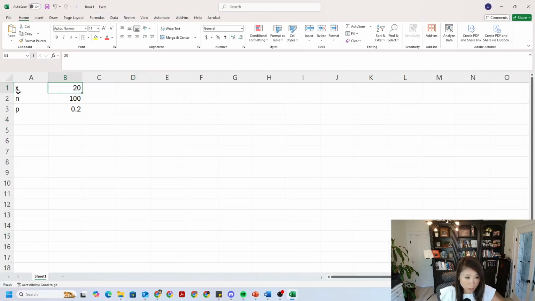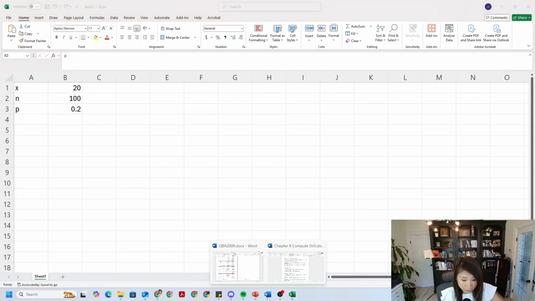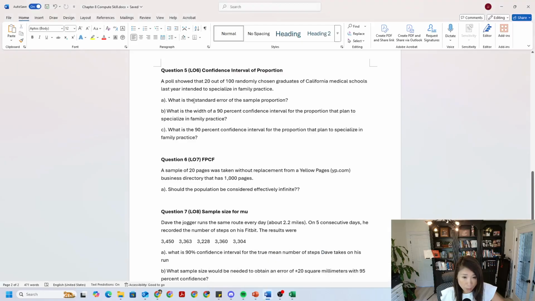As we know, the number of successes equals 20, which is larger than 10. And the number of failures, basically the students who did not choose family practice, is equal to 100 minus 20, which gives us 80. So both the number of successes and the number of failures are larger than or equal to 10. Therefore, we can assume p follows a normal distribution with the mean equal to pi, and the standard deviation, the standard error, is the one we were asked for in the first question, right? We want to calculate the standard error of the sample proportion.